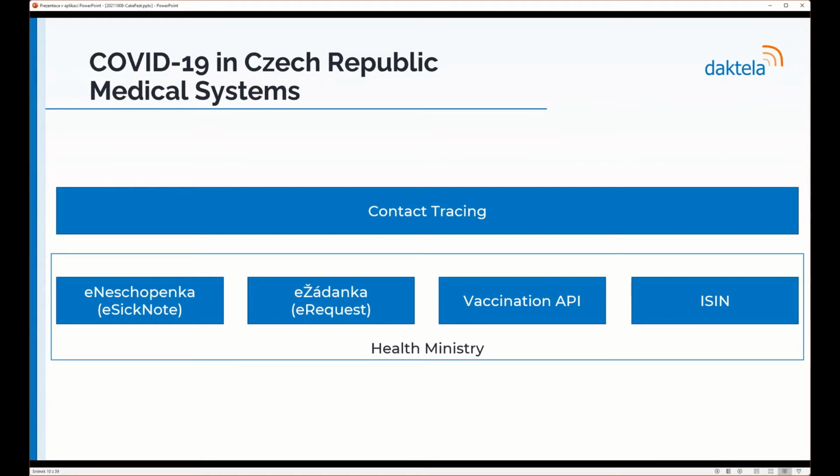Then you have the vaccination API, which you would use to verify which people are vaccinated and not to be considered risk contacts. And last but not least, it is the main medical system that contains all the information about infected patients.